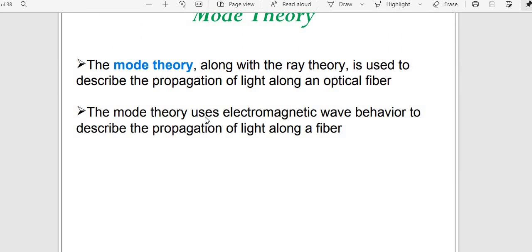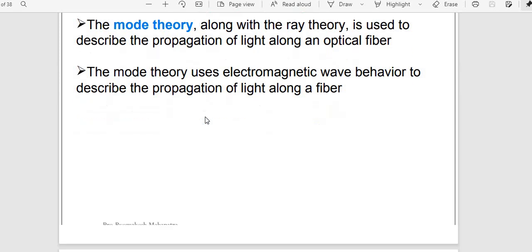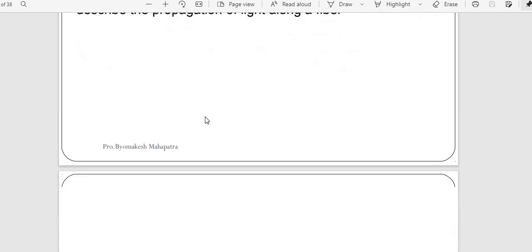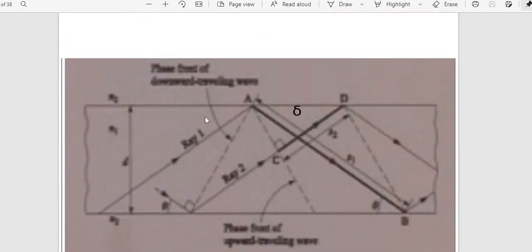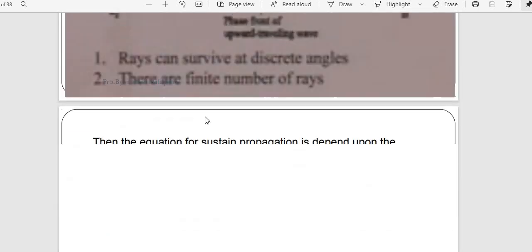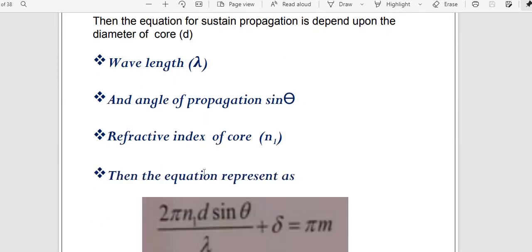Next, we proceeded with mode theory. We have learned why we call it a mode. Whatever rays we are passing, we want to describe the propagation of light in the optical fiber. That behavior can be understood by considering the modes. Next, we have seen its propagation formula.